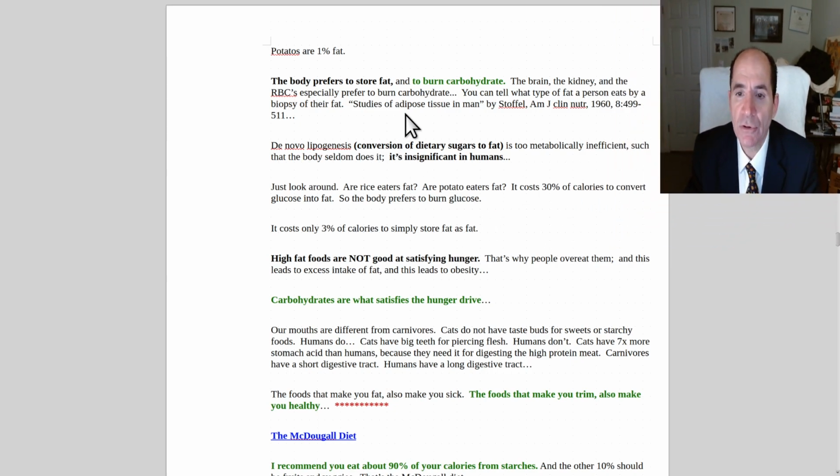The body prefers to store dietary fat and to burn carbohydrates. The brain, the kidney, and the red blood cells especially prefer to burn carbohydrate. You can tell what type of fat a person eats by doing a biopsy. You just stick a biopsy needle into their fat, and what comes out is proportional to what they're eating, because fat is absorbed intact. De novo lipogenesis, the conversion of dietary sugars to fat, is too metabolically inefficient, so the body seldom does it with glucose.